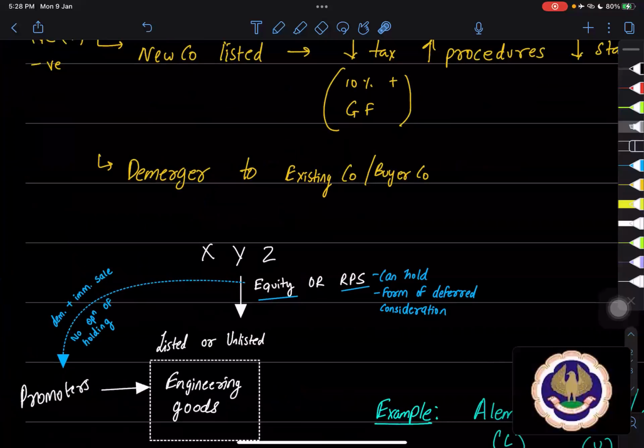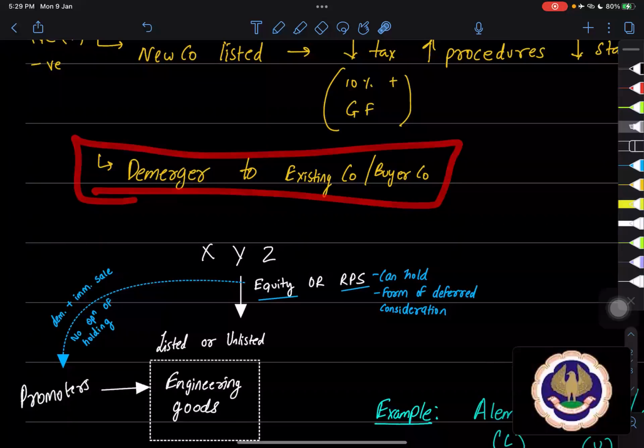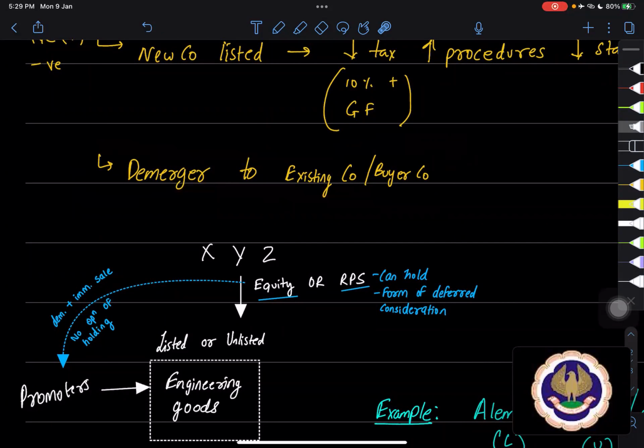One of the counters is simply demerging it to an existing company, a buyer company. So if company A is a listed entity, the division which is to be demerged can simply be hived off to a buyer company, right? Or directly a buyer company can take over this company, but the condition is that you still need to fulfill the conditions of demerger.